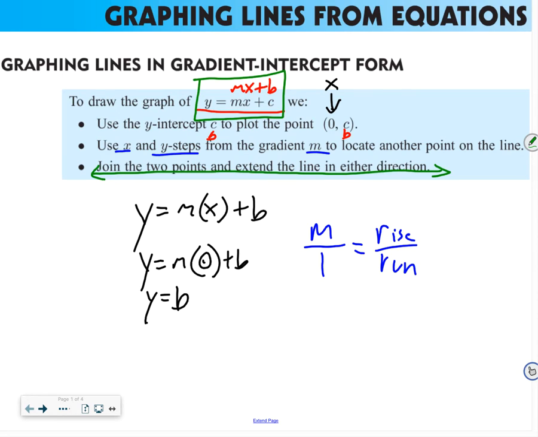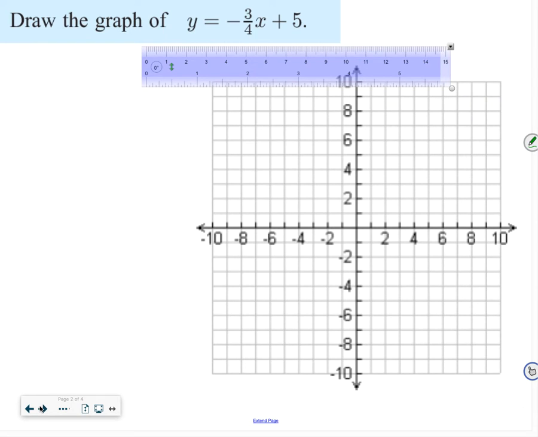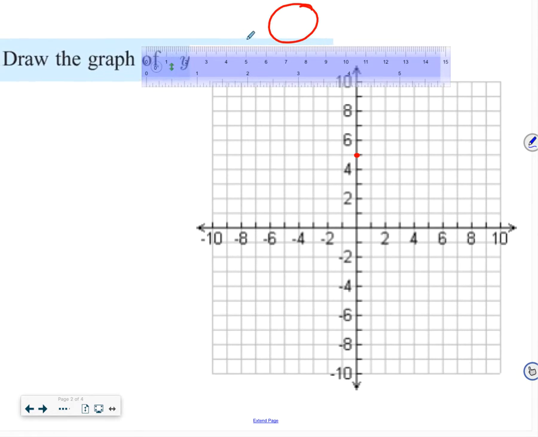So let's look at an example here. Okay, so y equals negative 3 over 4x plus 5. So the first thing I'm going to do is identify my y-intercept. So my y-intercept is going to be 5. So I come up here and graph my first point.